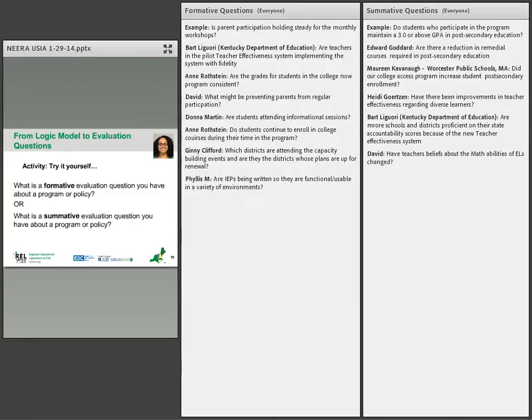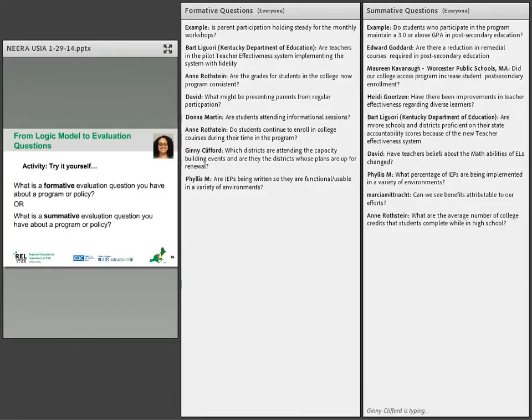Let me do another one by Heidi. Have there been improvements in teacher effectiveness regarding diverse learners? So maybe looking at those types of students and looking at student achievement in that way. Are they being effective? Are they differentiating their instruction? Is that in turn affecting student achievement? These are really great examples. So now we can go back to our presentation.